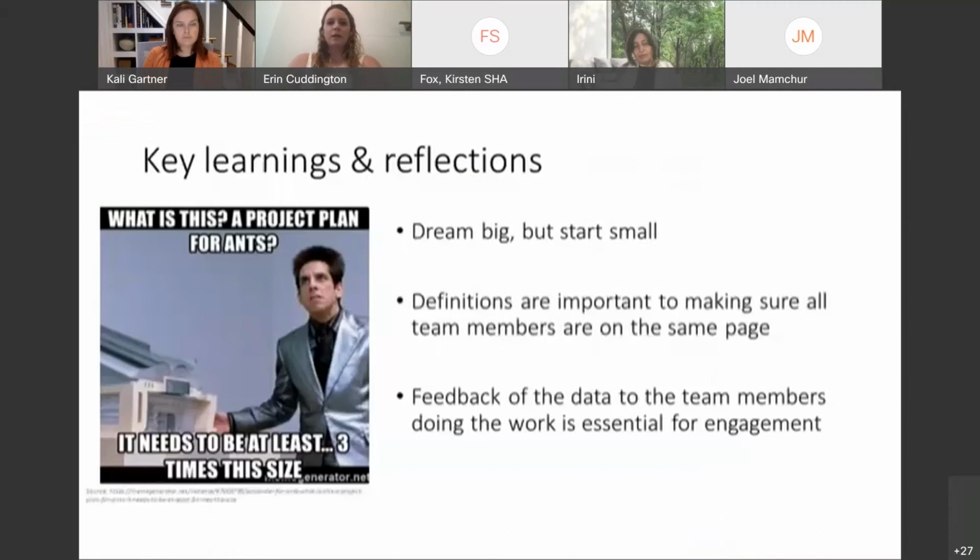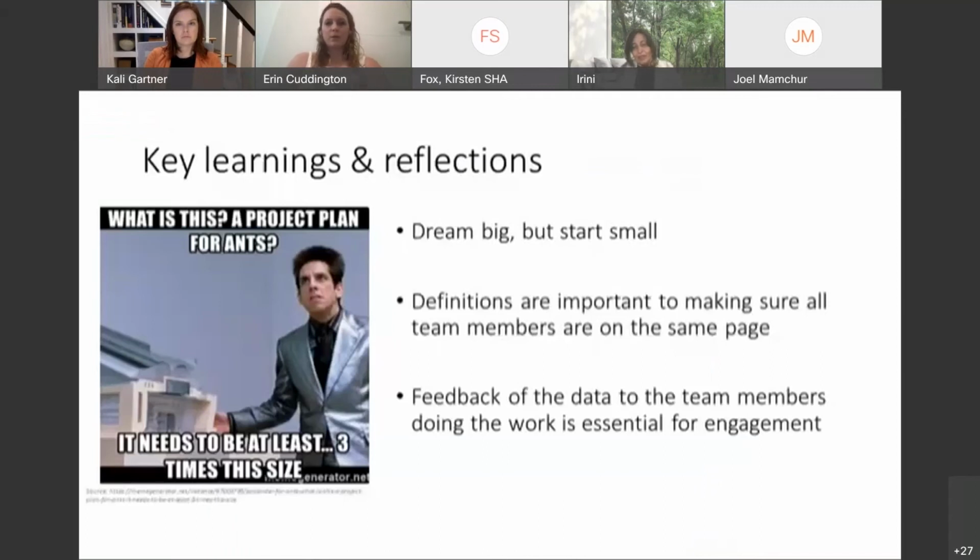As far as key learnings and reflections from the project, but also from CQIP: dream big, but start small. Scoping the project is really important. I think we all have grand ideas about ways that we can make this system better, but making sure that the project is doable and of a reasonable scope is really important.